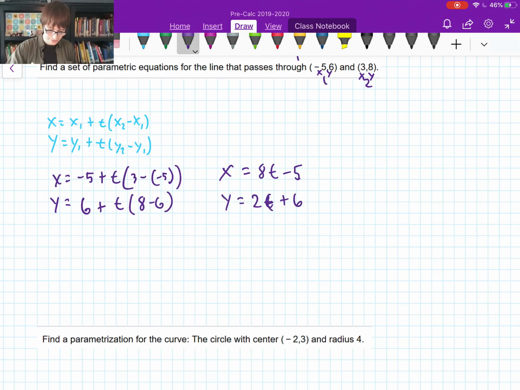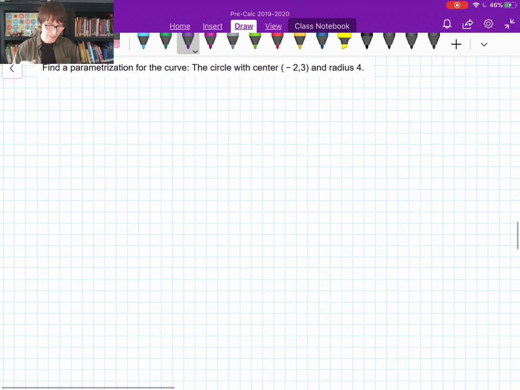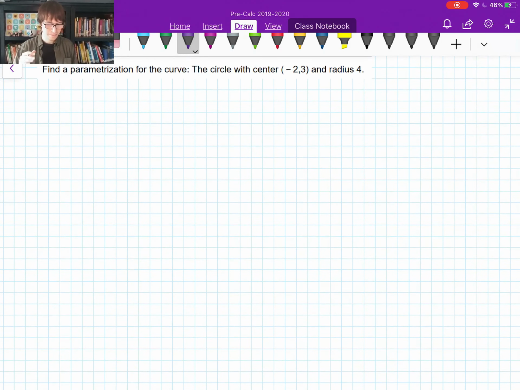And that's our answer. Simple as that. That's all we have to do. And we're done. Cool? Cool. All right, next problem. Find a parametrization for the curve: the circle with a center at -2, 3 and a radius of 4.